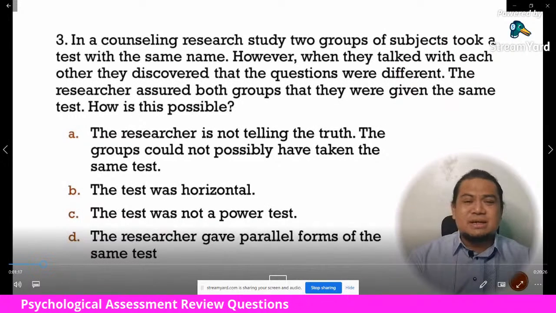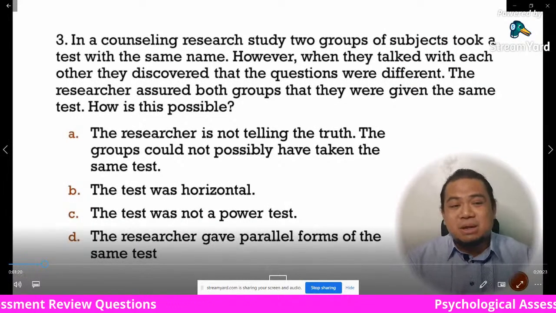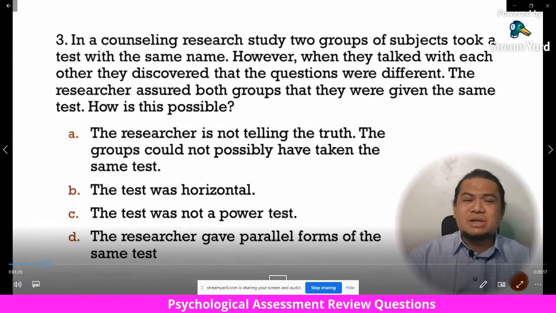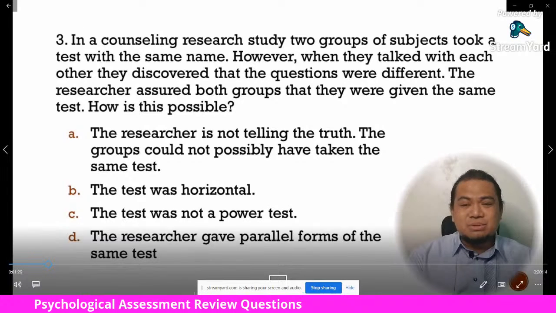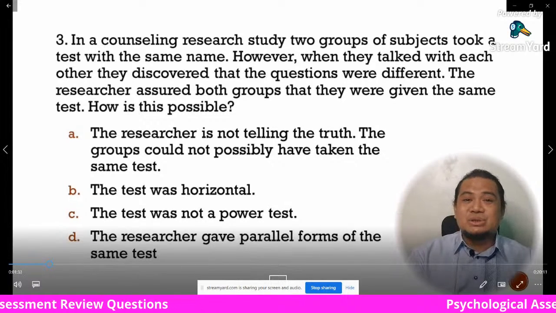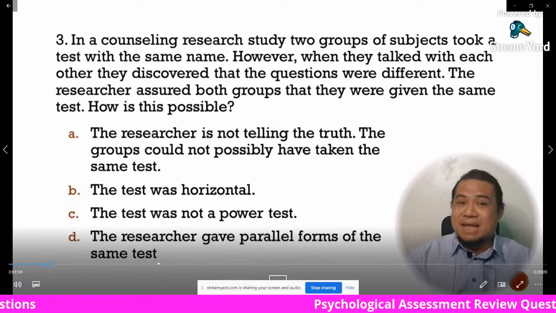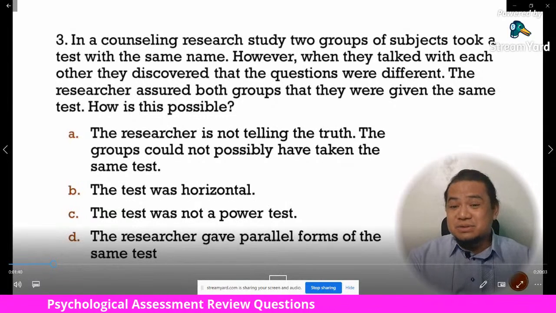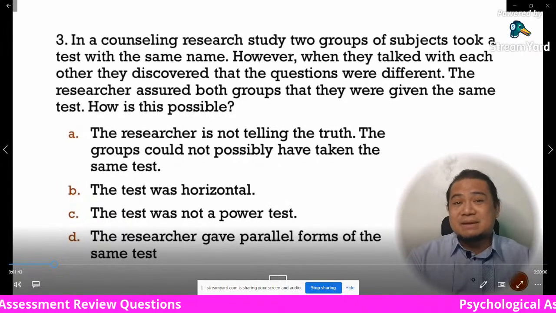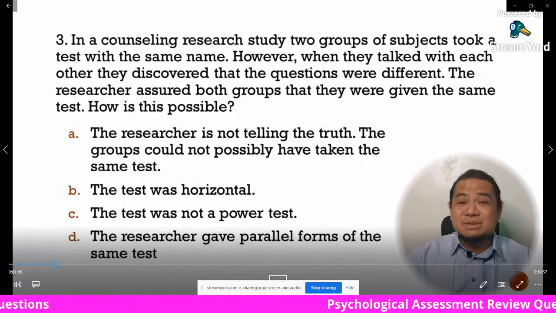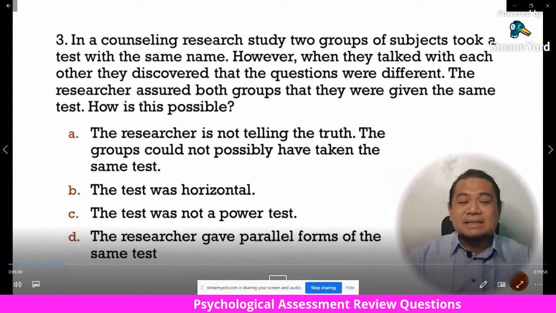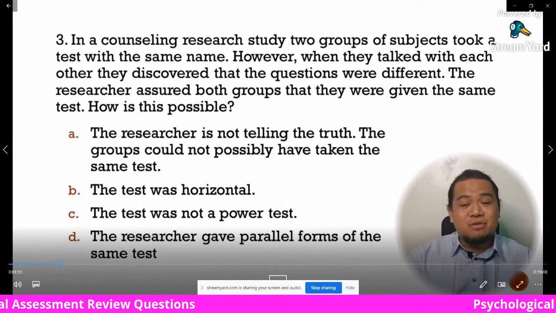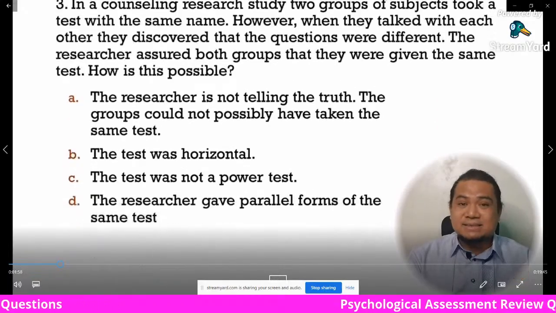Number 3. In a counseling research study, two groups of subjects took a test with the same name. However, when they talked with each other, they discovered that the questions were different. The researcher assured both groups that they were given the same test. How is this possible? Is it A, the researcher is not telling the truth? The groups could not possibly have taken the same test? B, the test was horizontal. C, the test was not a power test. Or D, the researcher gave parallel forms of the same test.